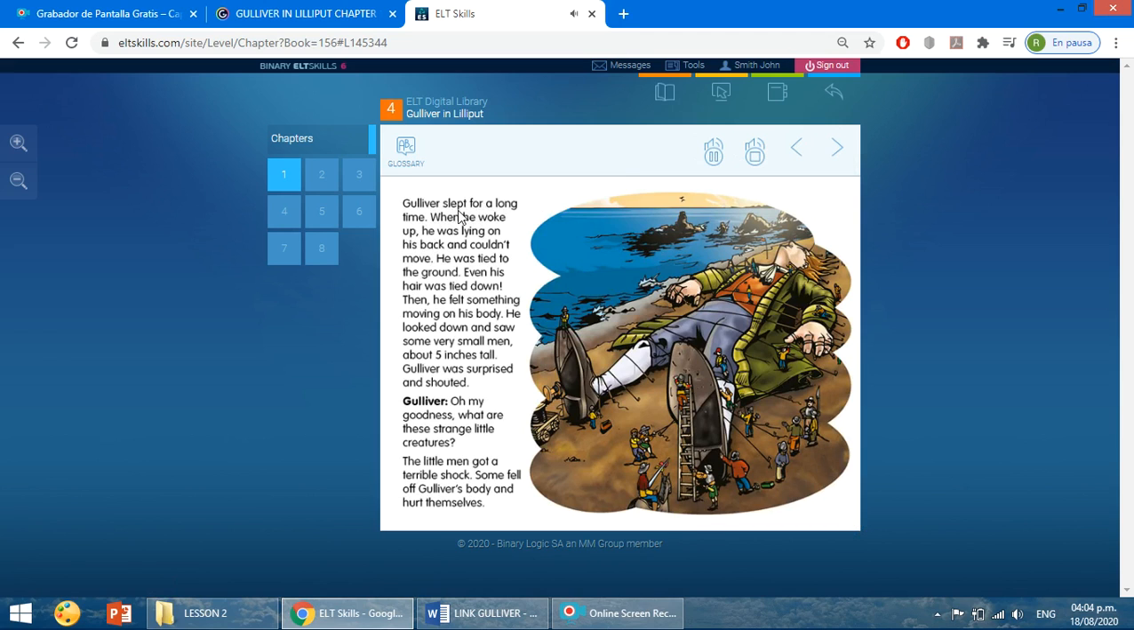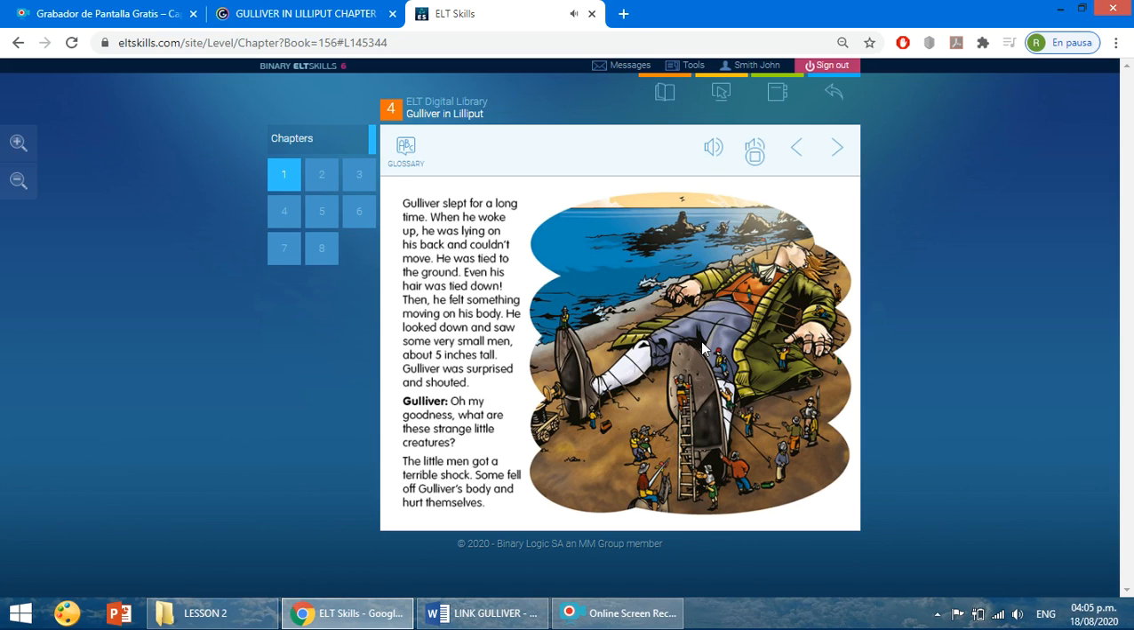Gulliver slept for a long time. When he woke up, he was lying on his back and couldn't move. He was tied to the ground. Even his hair was tied down. Then he felt something moving on his body. He looked down and saw some very small men, about 5 inches tall. Gulliver was surprised and shouted, Oh, my goodness! What are these strange little creatures? The little men got a terrible shock. Some fell off Gulliver's body and hurt themselves.